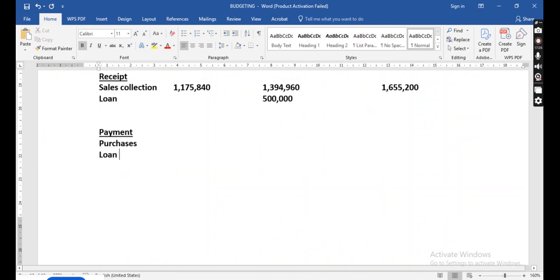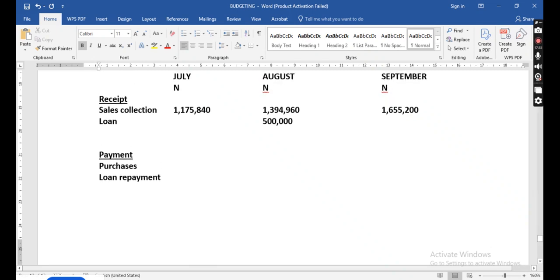Loan repayments. What is the figure? Loan repayments. Class, the figure. Hello? 41667, after we divided it by 12. Okay. 41667. 667. Yeah.